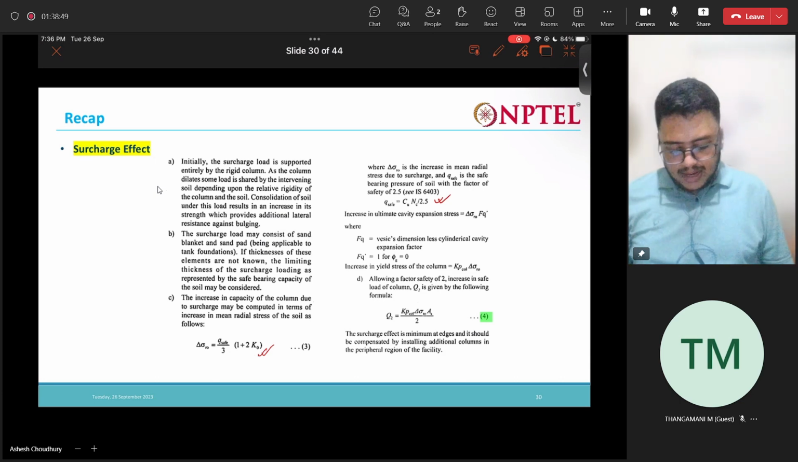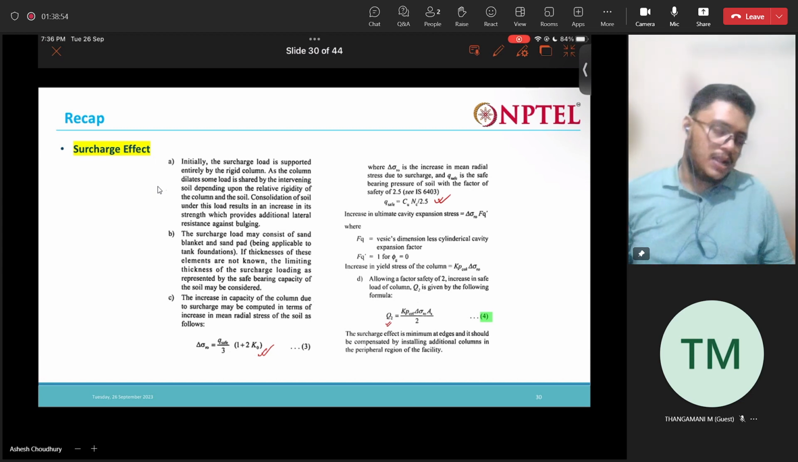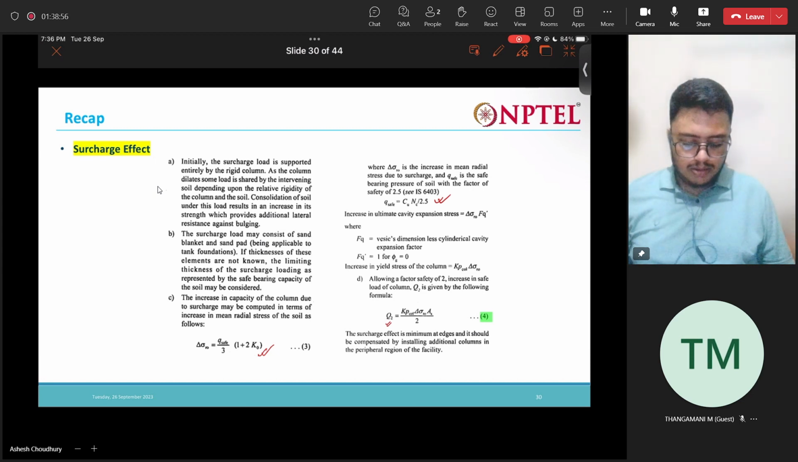And then finally we can get the increasing load q2, which is equal to Kp column, the passive earth pressure of the column, times r naught times As. As is the area of the stone column, pi by 4 d square, divided by 2. Here 2 is nothing but the factor of safety. Okay, so with this we can calculate q2.